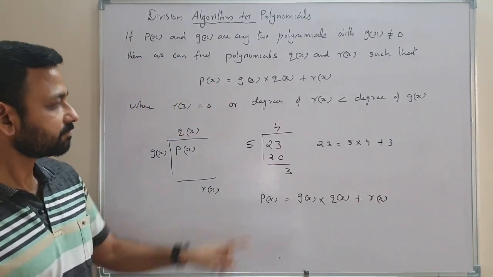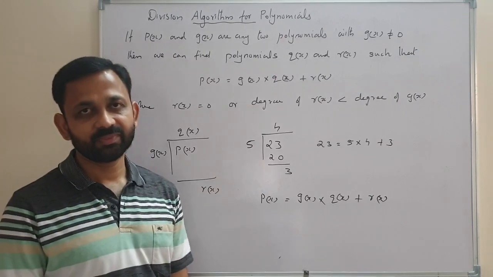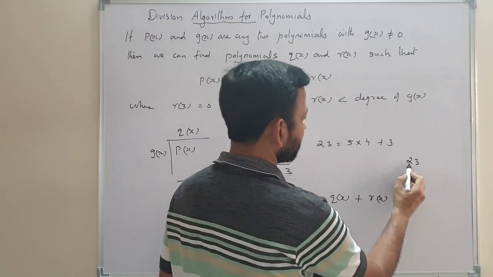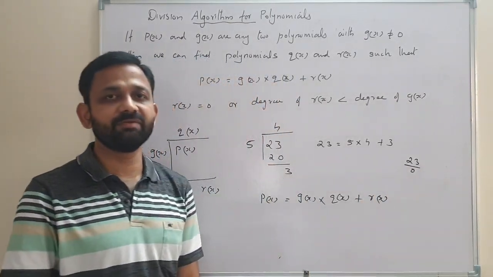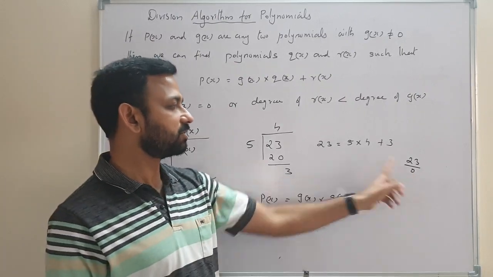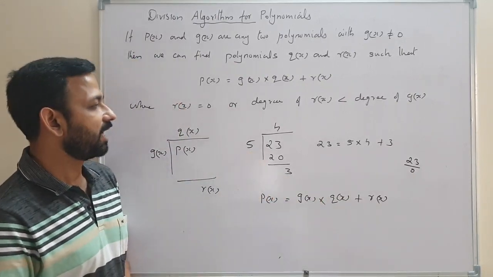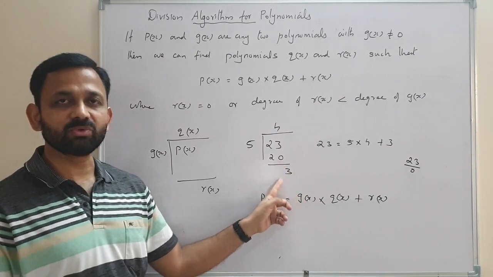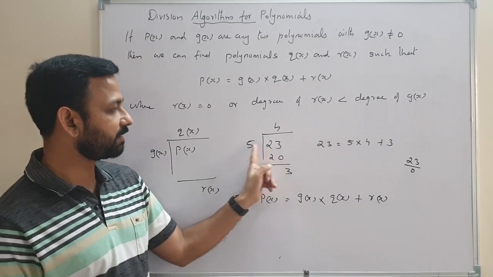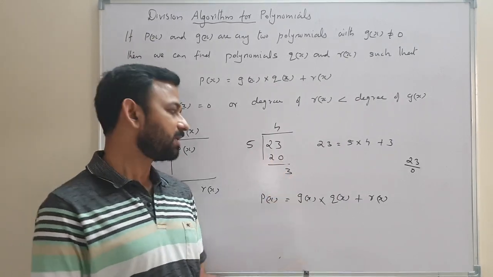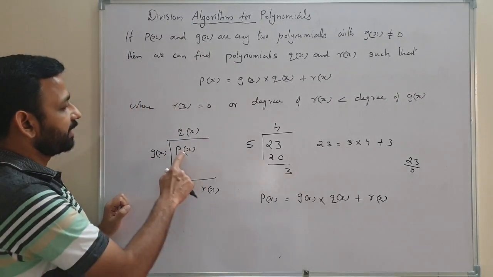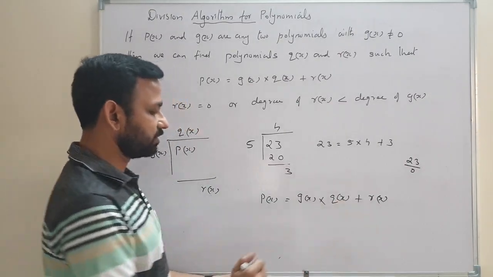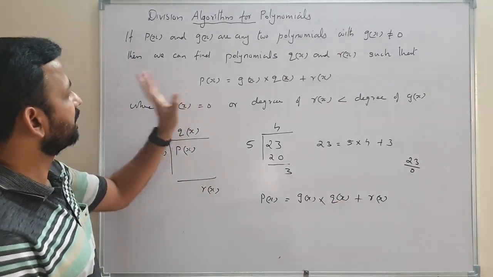And here the divisor cannot be 0. If the divisor equals 0, we would be dividing 23 by 0. That is not possible. Division by 0 is not possible, so the divisor cannot be 0. But the remainder can be 0. When we divide 20 by 5, the remainder will be 0. So here dividend is equal to divisor into quotient plus remainder. So this is the division rule.